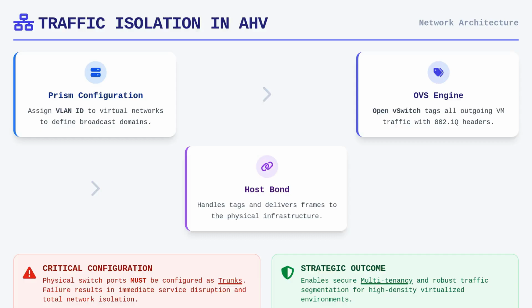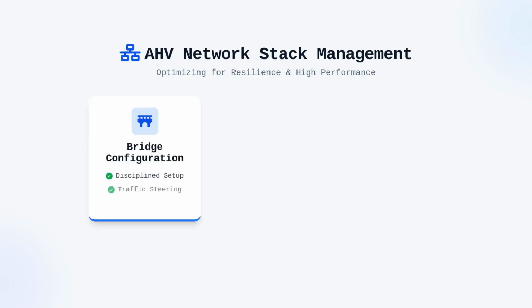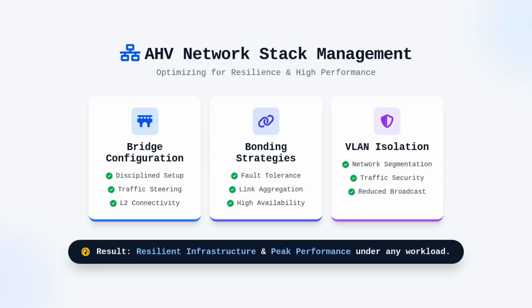Properly implemented, this tagging strategy provides a robust foundation for secure multi-tenancy and traffic segmentation, which are essential in modern, high-density virtualized environments. Effective management of the AHV network stack requires a disciplined approach to bridge configuration, bonding strategies, and VLAN isolation. By mastering these core components, you ensure that your infrastructure remains both resilient and performant under various workload conditions.